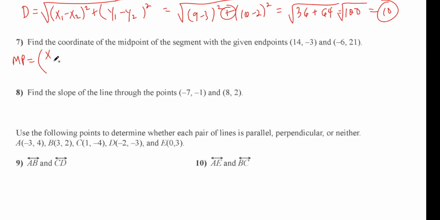All right? So I add the x's. And again, does it matter what order I add the x's in? No, because if I add two numbers, it doesn't matter if I go 3 plus 2 or 2 plus 3, does it? Doesn't make any difference. And then I do the y's: y1 plus y2 over 2. And that's all you do. So take the x's. So it's 14 plus negative 6. What's plus negative 6? It's just minus 6. Everybody got that? It's a plus a negative, which is minus. And then put that over 2.